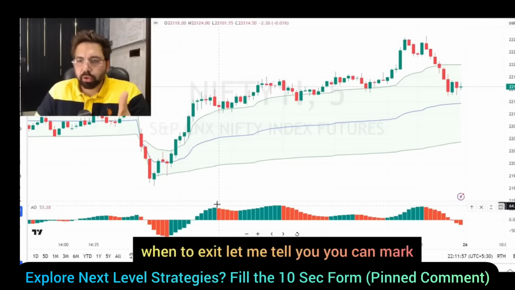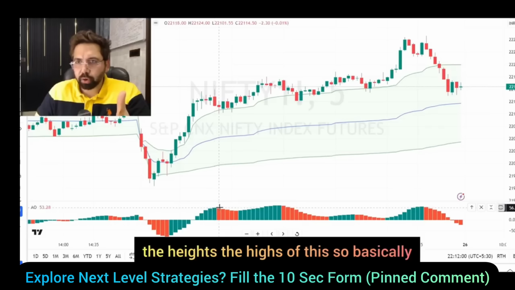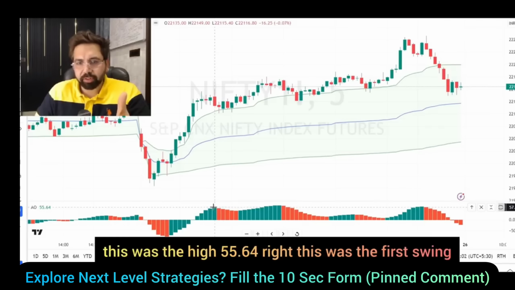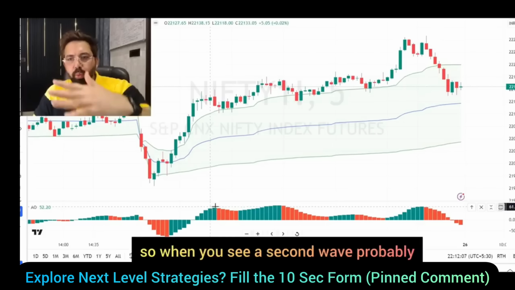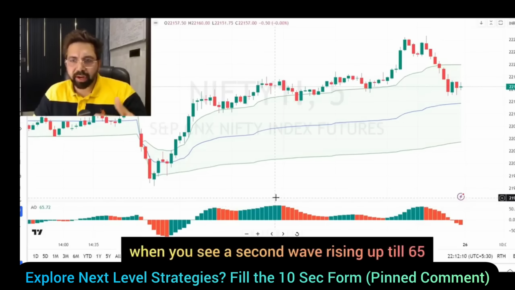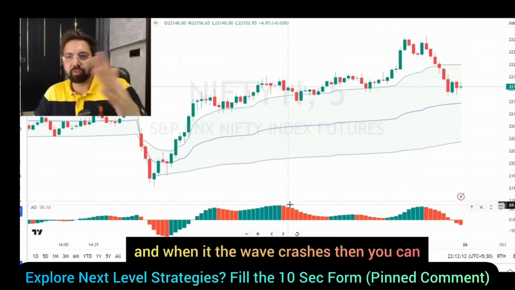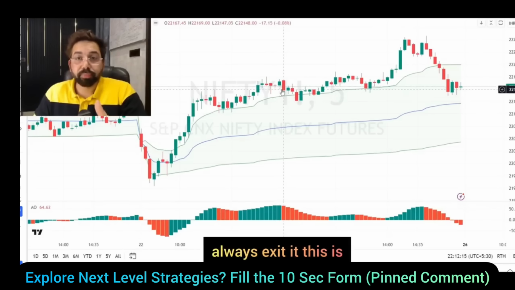Let me tell you. You can mark the highs of this. So basically this was the high, 55.64, right? This was the first swing, and the market goes in waves. So when you see a second wave rising up till 65, and when the wave crashes, then you can always exit. This is what you can do.